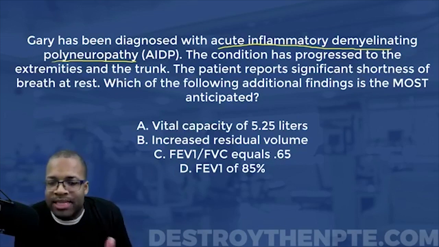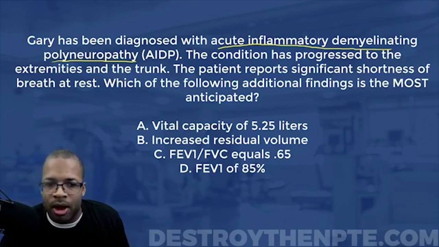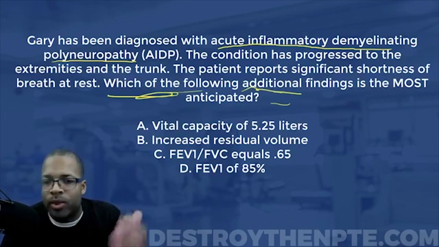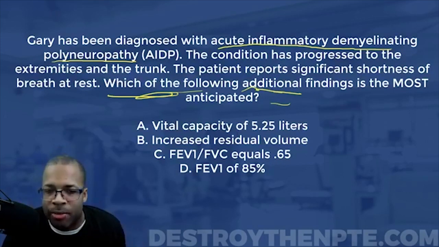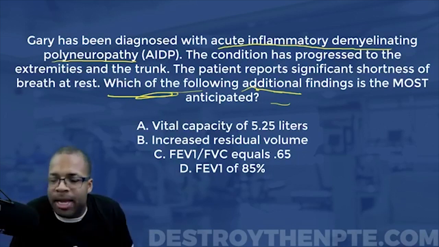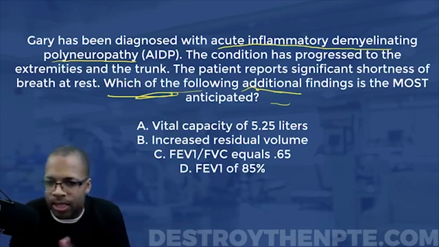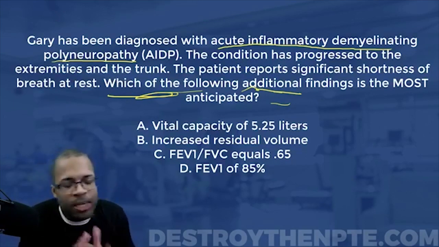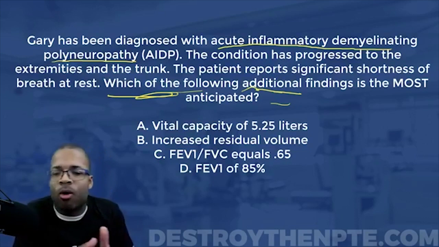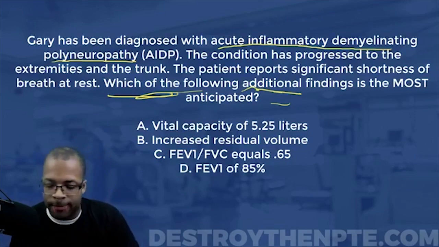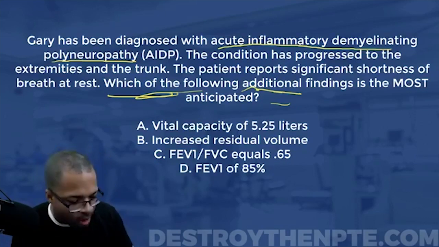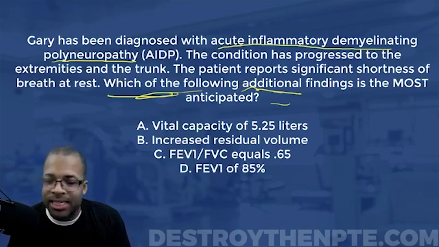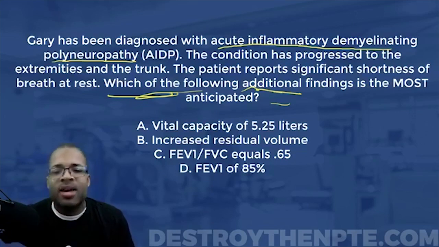So we get down into the question stem, which says, which of the following additional findings would we expect? Now, you have to make this determination right now. Is GBS a restrictive condition or is it obstructive? Go ahead and put it down right now. I need to see you all. Is this obstructive? Is this restrictive?